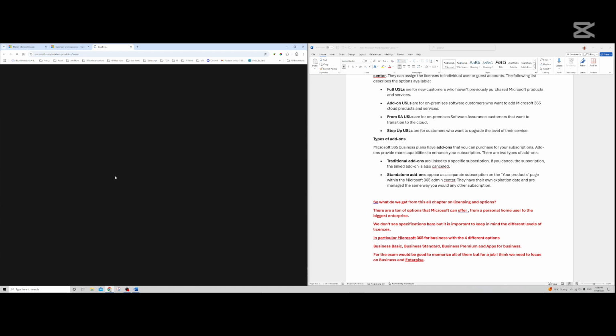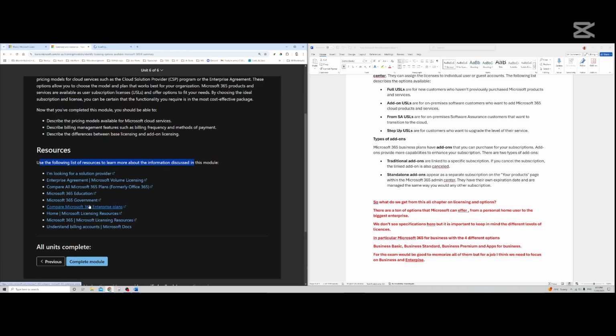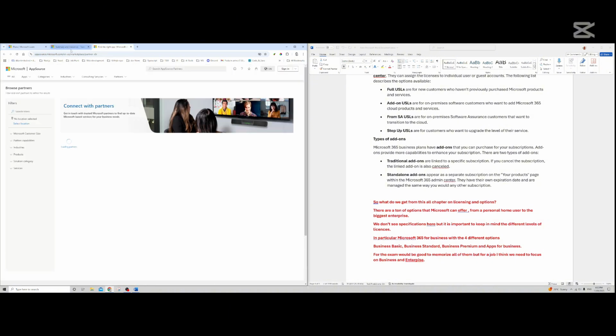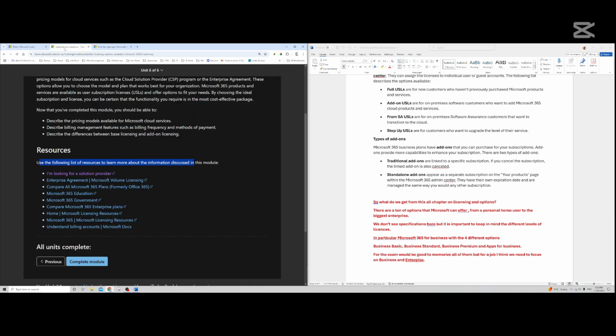Yeah, it would be nice if it opens. Enterprise agreement, compare Microsoft plans, formerly... Yeah, because before it was called Office 365. Education, government, open? No. Compare Microsoft Enterprise plan.